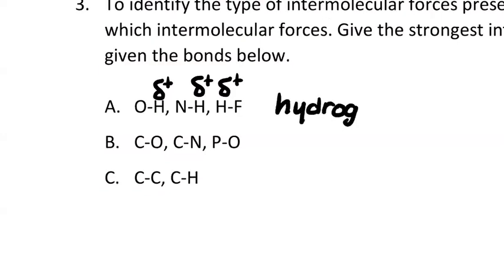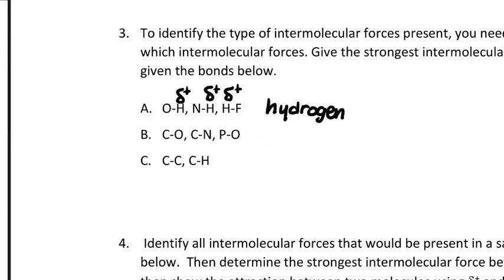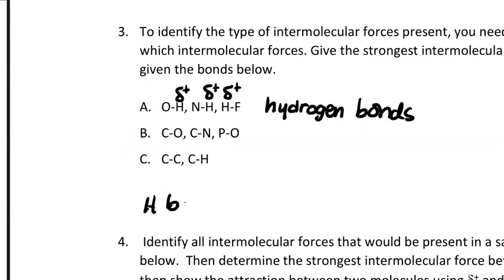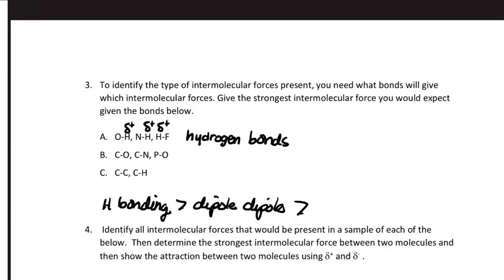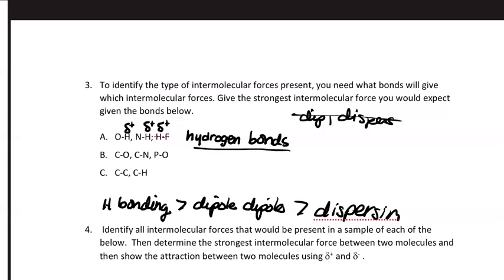We know hydrogen bonds are the strongest intermolecular force. So just a reminder, hydrogen bonding is a stronger intermolecular force than dipole-dipoles, which is stronger than dispersion. Of course, if you have a hydrogen bond, you also have dipole-dipole and you have dispersion. But because it's not the strongest one, the answer to this is a hydrogen bond.